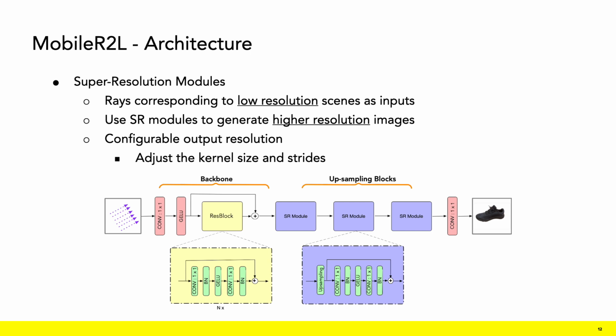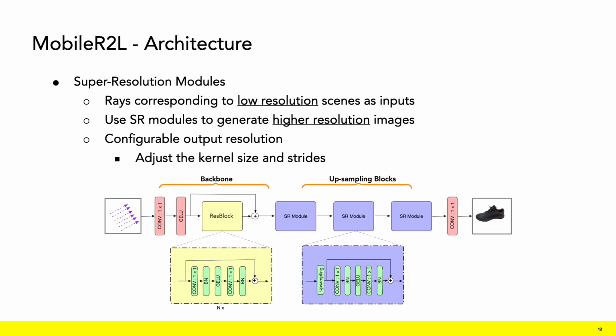One of the contributions of our work is to enable high-resolution scene rendering in real time on devices. To achieve that, we propose a model architecture with two major parts, the backbone and upsampling blocks. The backbone consists of one-by-one convolution and multiple res blocks. Note that we are using one-by-one convolution instead of MLP, as we observe about 27% speed up using convolution layers on devices. The backbone serves as the implicit neural representation of the scenes.